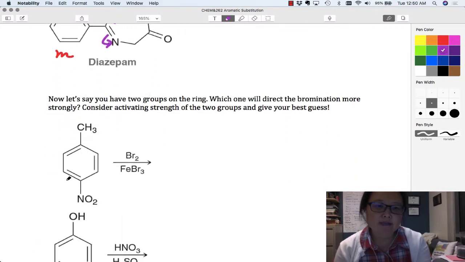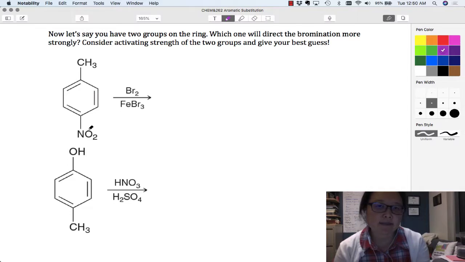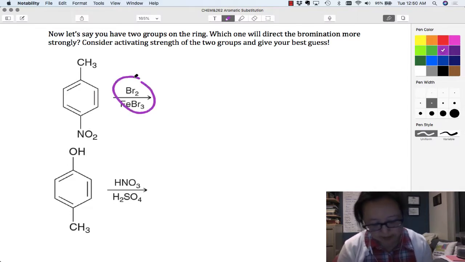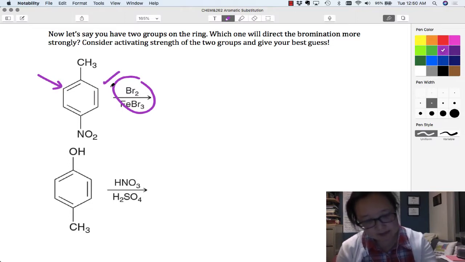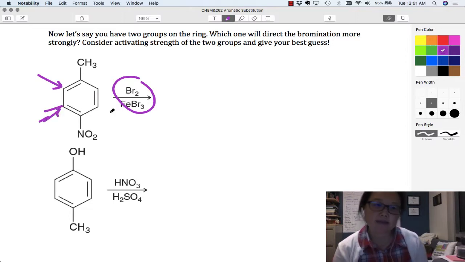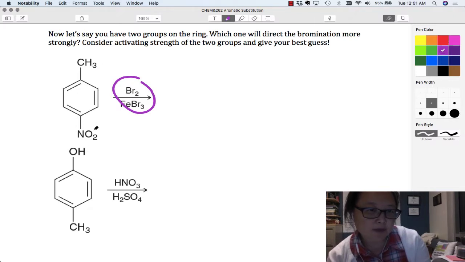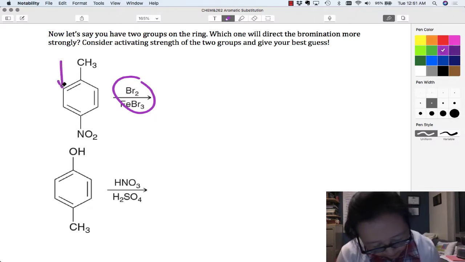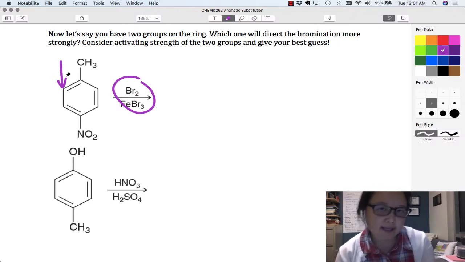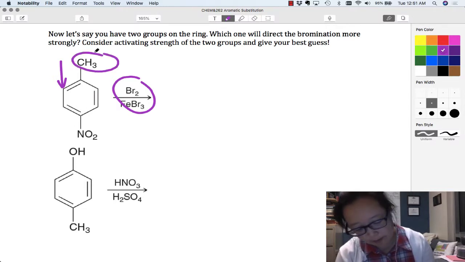All right, so let's say you have two groups on the ring. Now let's think about where the bromination would occur. Would it occur here or here, which are equivalent spots, or would it occur down here, where these two are equivalent? Okay, so let's try to figure that out. To do that, we look at which group is more activating. Is it the methyl group or the nitro group? You should know that alkyl groups are inductively donating into the ring, so this is going to be a stronger activator. Therefore, it will also be a stronger director. So this will determine where the bromine will go.